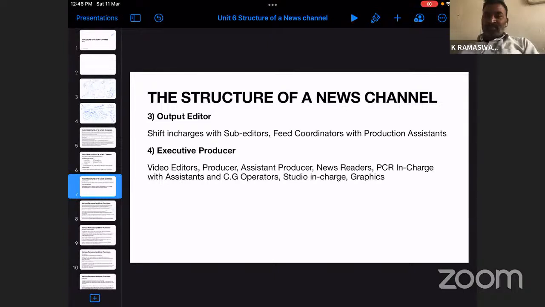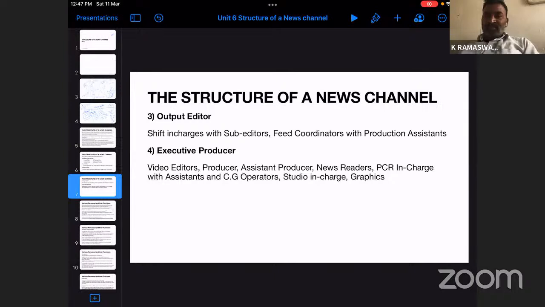Okay, production assistants. Any production of news requires production assistants, meaning people working in the PCR, the production control room. One person has technical qualifications as well as news journalistic qualifications. So both work in the production department. They have technical knowledge as well as journalistic knowledge, and they also work under the output editor.